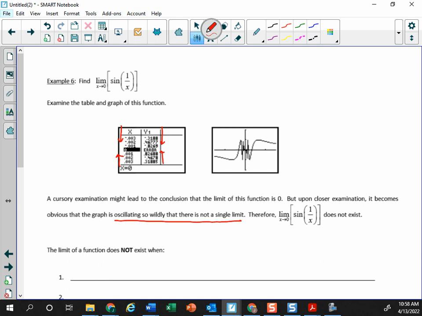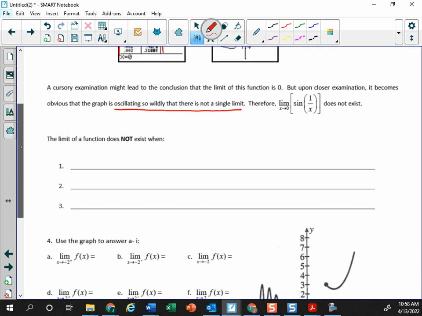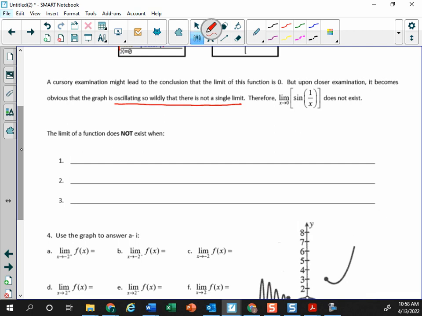Okay? So we're going to list out when a limit does not exist. That's one. It's the least common of the ones you're going to see, so I'll put that third. The function oscillates wildly. That is a case where the limit does not exist. Can you think of the other two ways that a limit does not exist?